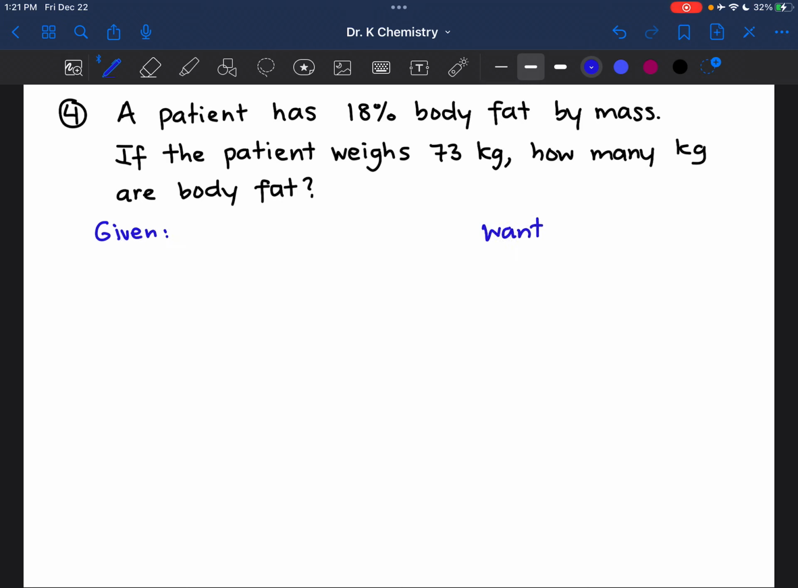So again, I'll start with what's given and what we are looking for. So the patient weighs 73 kilograms. We have the patient's weight or mass. And here I'm going to be very specific because this is telling us that their entire body mass is 73 kilograms. And what we're looking for is out of those 73 kilograms, how much of that is actually body fat?